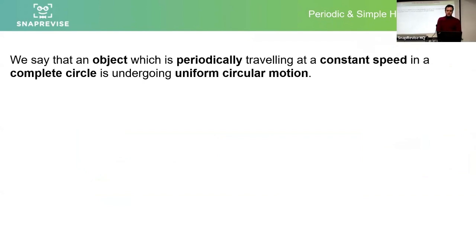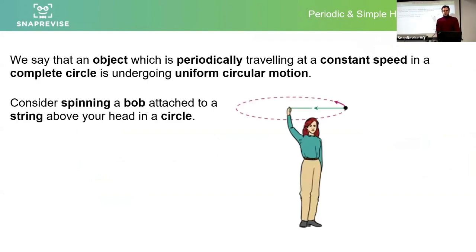We say that an object is periodically traveling at a constant speed in a complete circle if it's going in uniform circular motion. So this is the great tension at the, no pun intended, center of circular motion: your speed can be constant, you're traveling around in the circle, but your velocity is constantly changing. And so your acceleration is indicated: the force, the tension in this string, is indicated by the green arrow, but it also indicates the direction of the acceleration.